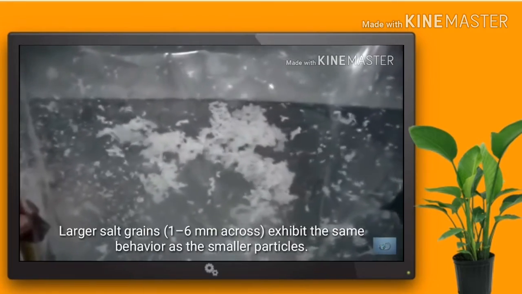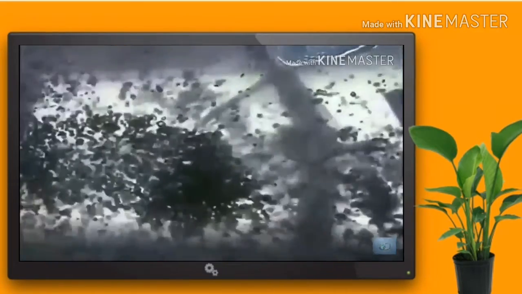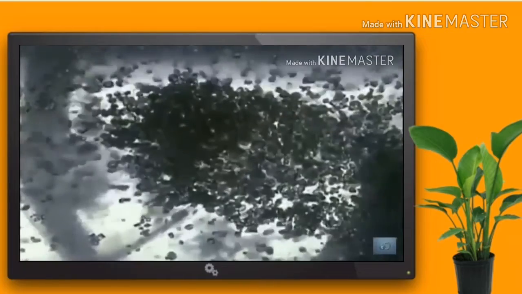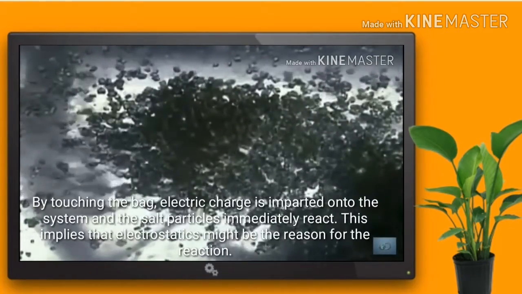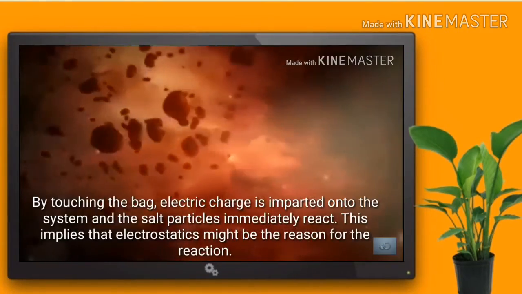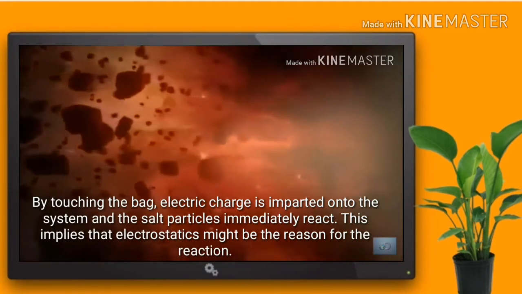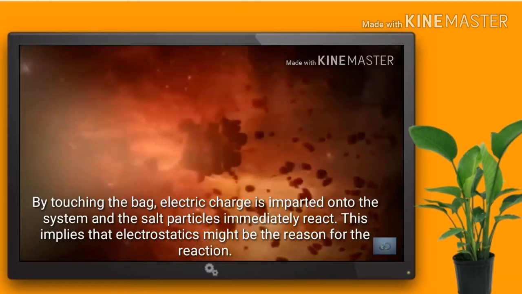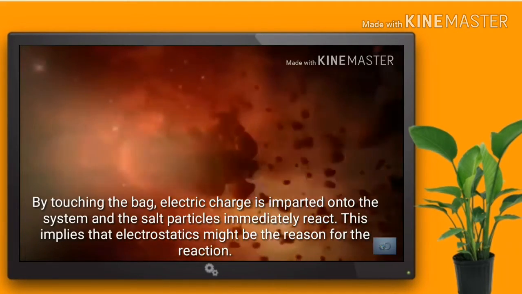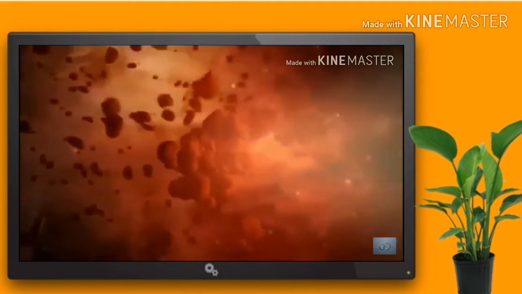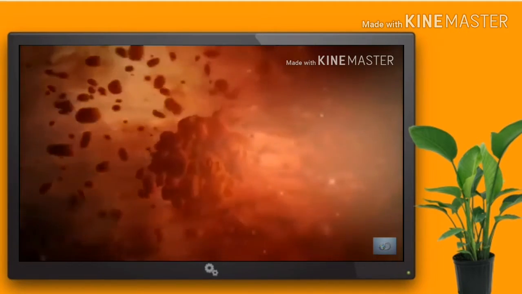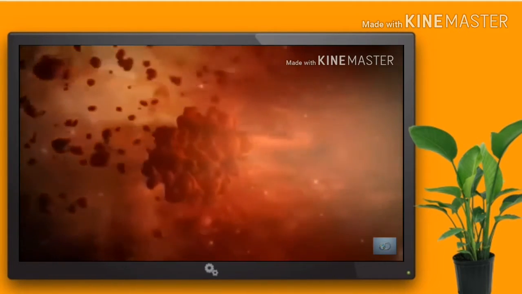As I said, charge exists in the nebula and because of this it attracts stones toward itself. Similarly, by touching the bag, electric charge is imparted onto the system and the salt particles immediately react. This implies that electrostatics might be the reason for the reaction that I told you earlier. So this is how our big rock fireball is formed.